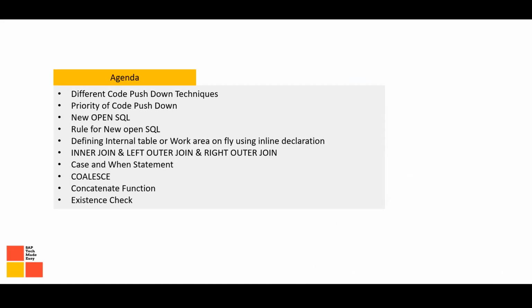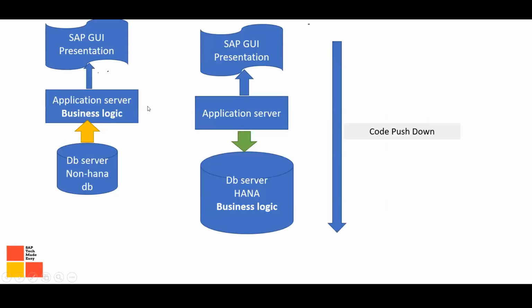Then go to session number 4. I've discussed in more detail the new OpenSQL, like the coalesce function, the case and when statement. I discussed the case and when statement today, right? So coalesce, then concatenate, how you can perform the existence check, inner join, left outer join, right outer join. Defining an internal table or work area on the fly using the inline declaration. I have shown you that for an internal table today. Rules for new OpenSQL, right? So these are the things.